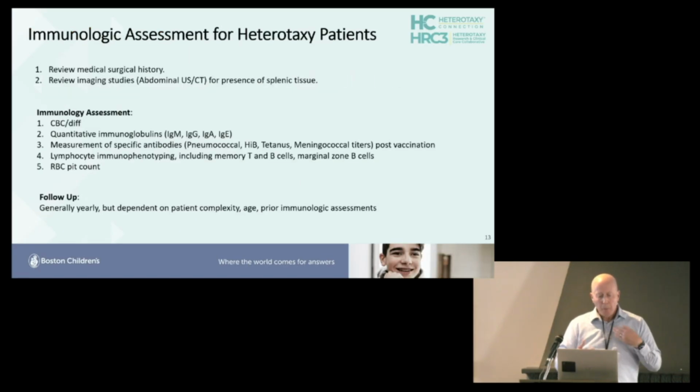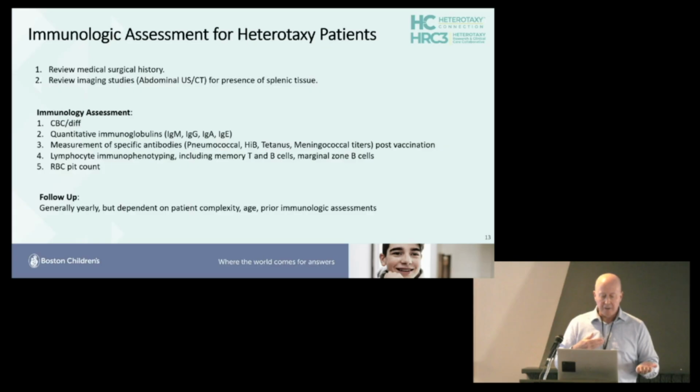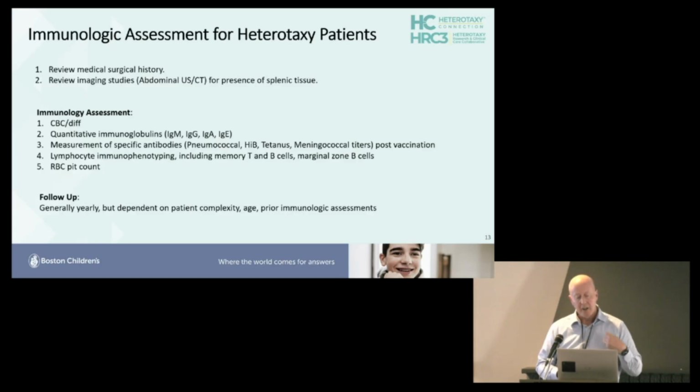So we have a fairly standard approach to immunologic assessment of our patients. One, obviously reviewing their medical and surgical history. 2, reviewing their imaging studies to look for the presence or absence of splenic tissue. And then the immunologic assessment really is fairly straightforward. CBC and differential, quantitative immunoglobulin assessment, and then, of course, measuring specific antibodies, particularly to pneumococcus, Hib, tetanus, and meningococcus.